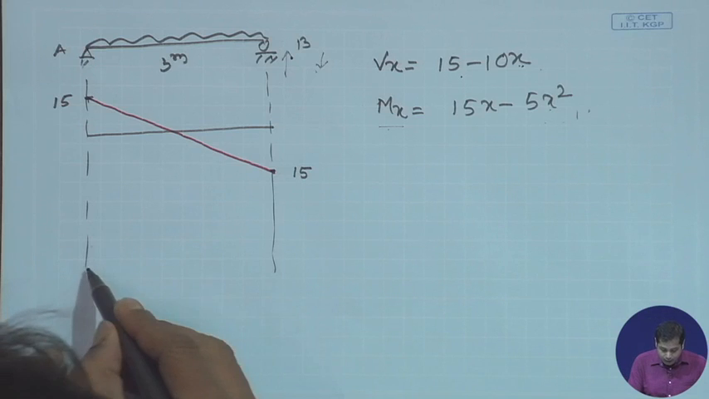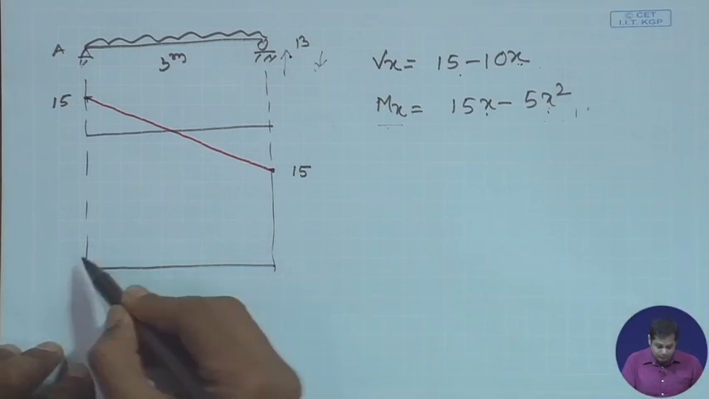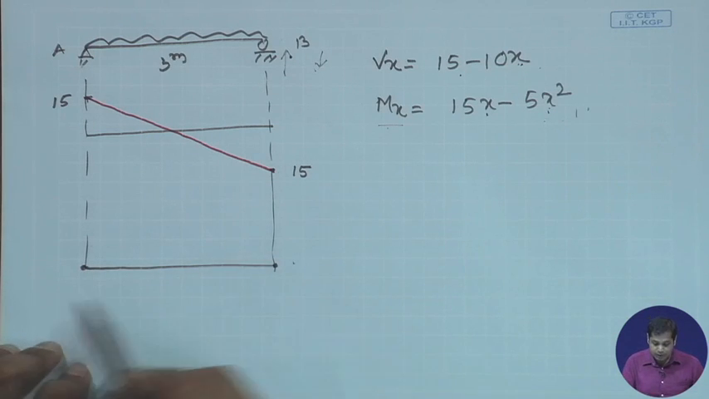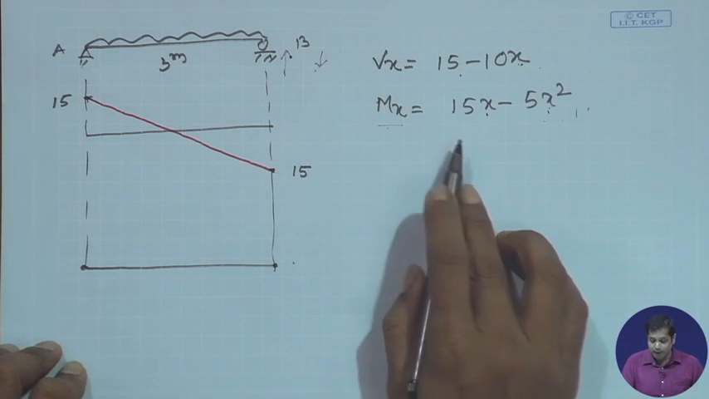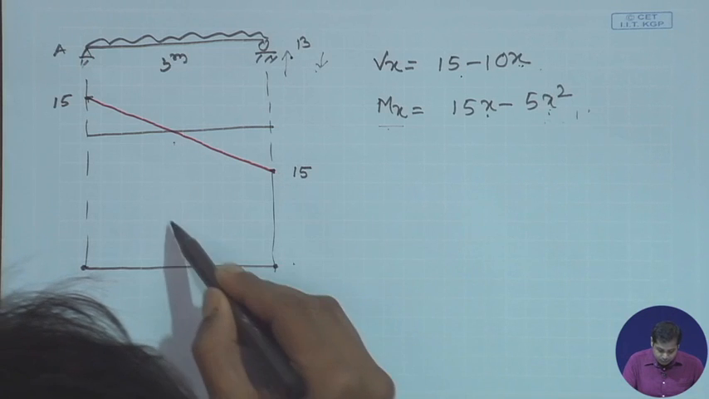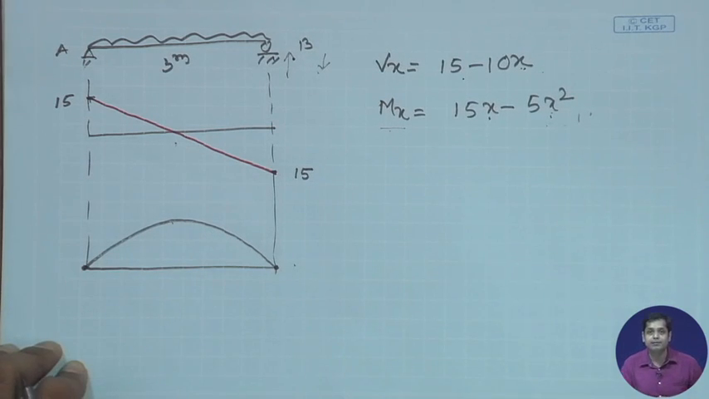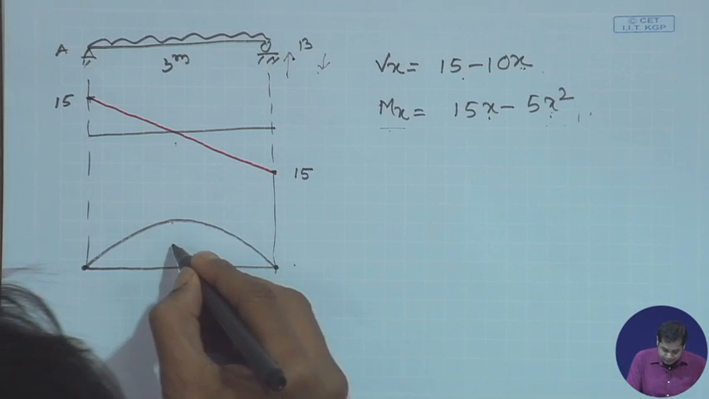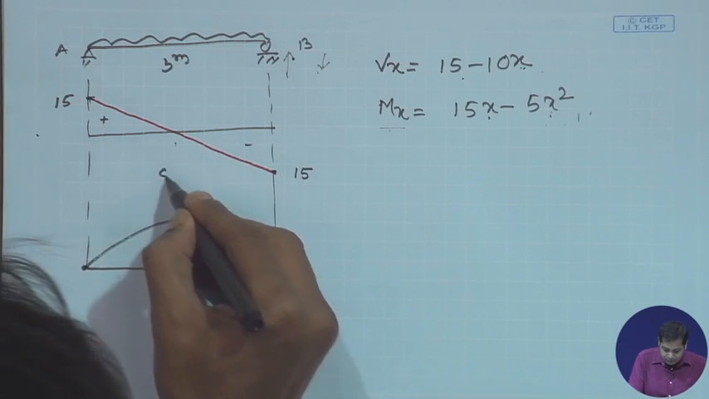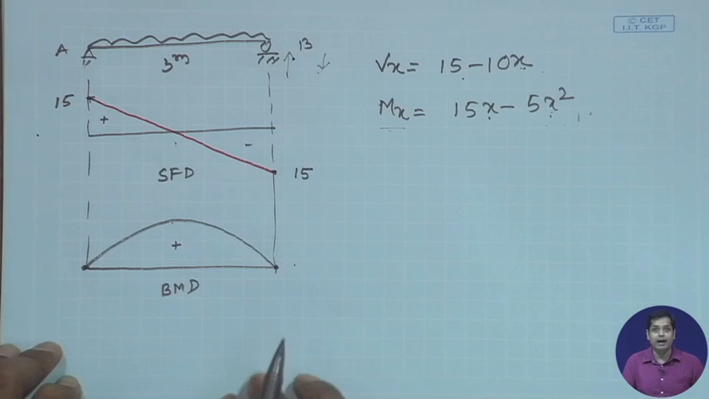Okay. Now, let us draw the bending moment diagram. At x is equal to 0 and x is equal to 3, the bending moment is 0, and then between x is equal to 0 and 3, between A and B, the bending moment varies as per this equation. If you plot it, this equation will become something like this. Okay. So, this is positive, this is positive, this is negative, right. This is the shear force diagram, and this is the bending moment diagram.